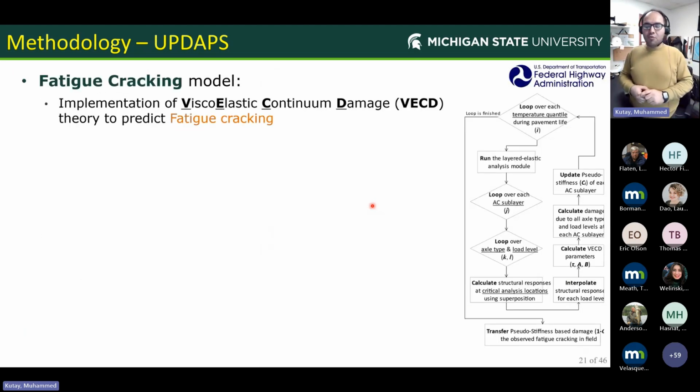There are 3 main improvements that I want to emphasize today. The first one is the fatigue cracking model. We are using the VECD theory to predict the fatigue cracking, whereas previously in the MEPDG, they were using the simple Miner's law.